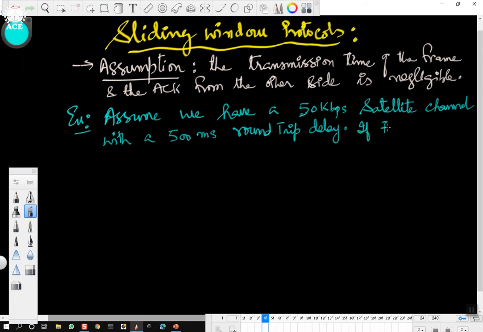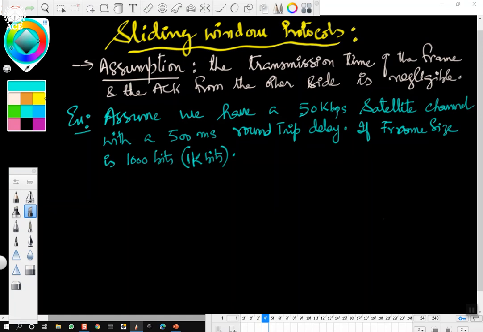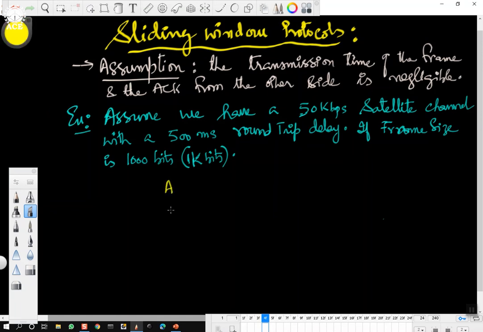Understand this example clearly: the frame size is 1000 bits, which is 1 kilobit. Then let us understand the scenario, what is going to happen here. Say this is machine A, this is machine B. The round trip propagation delay needed for this satellite channel is 500 milliseconds. So one way it is 250.